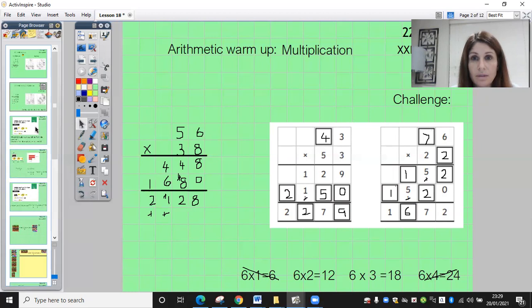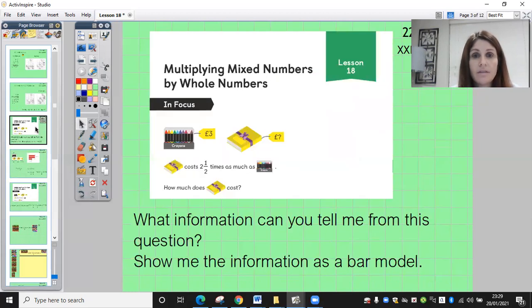Okay, right, let's whiz on as quickly as we can then. So this is our final lesson, lesson 18, multiplying mixed numbers by whole numbers. Right, so I want you to start off by having a look at this information. What can you tell me? What do you already know from this question? And I want you to show me the information as a bar model.